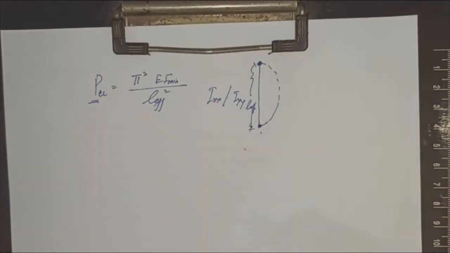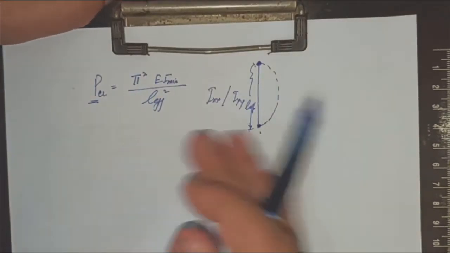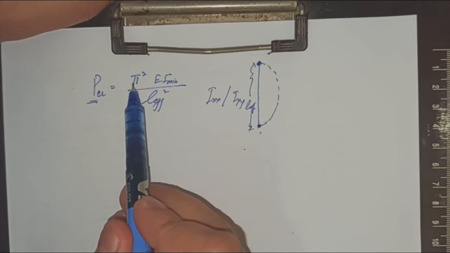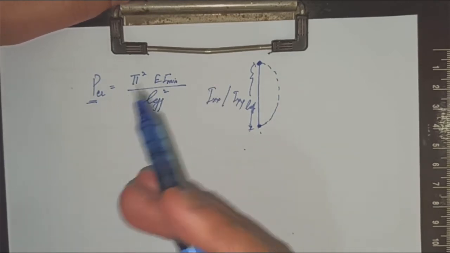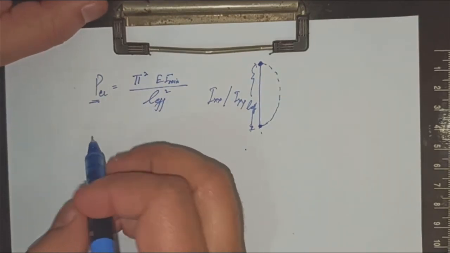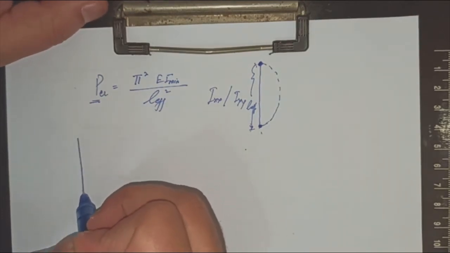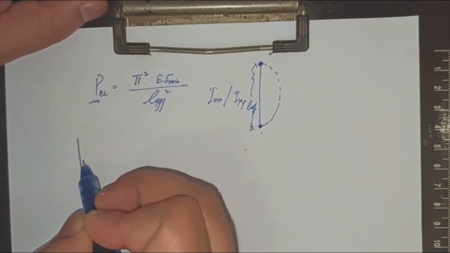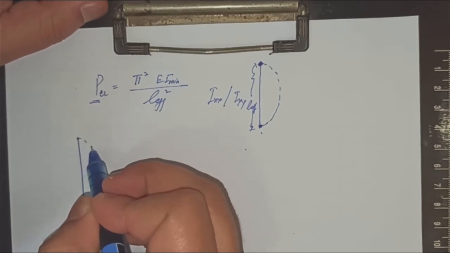In this case, for this particular pin condition, I have written pi, but for the other conditions they may change. So as you can see, for the case of pi, this is the case when we have a pin support and it buckles.